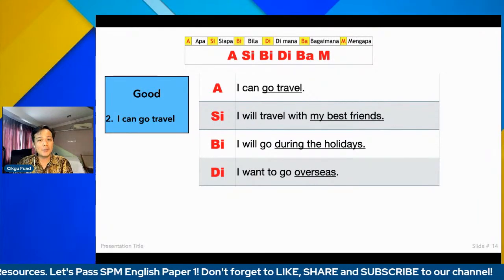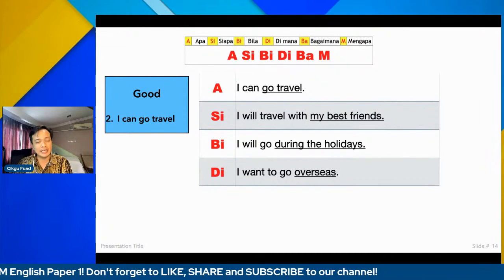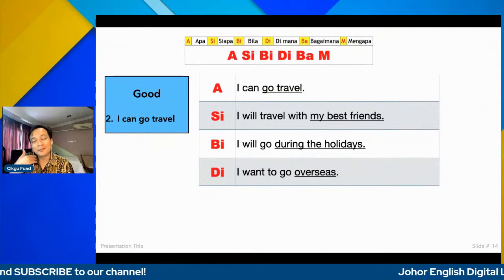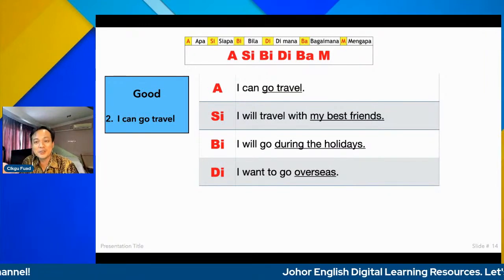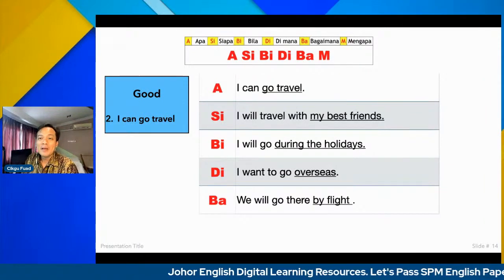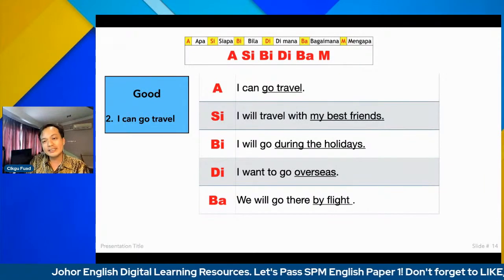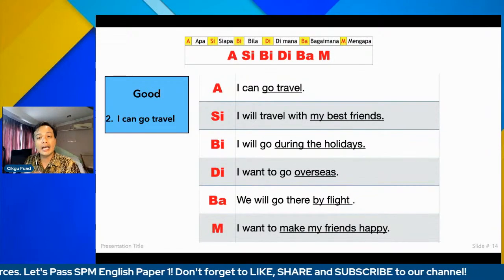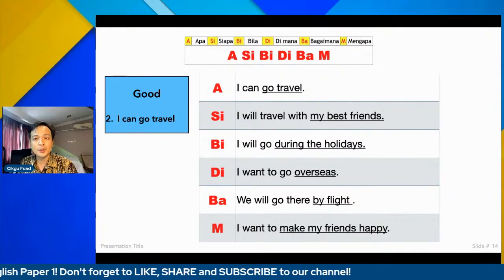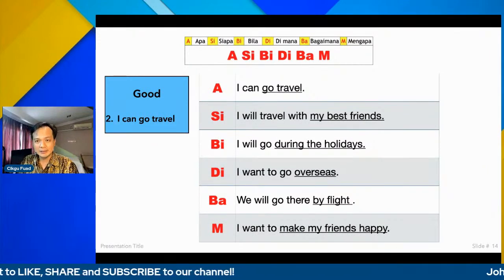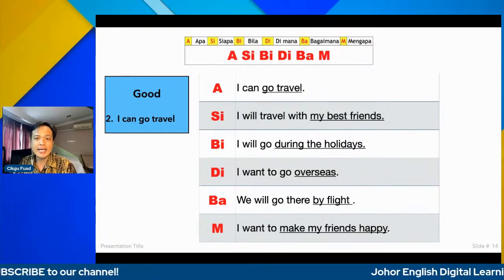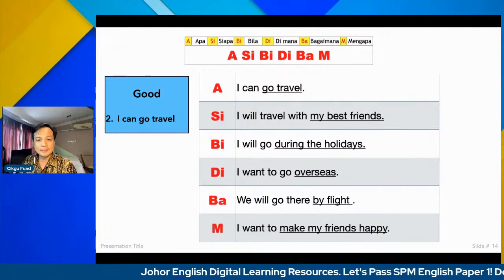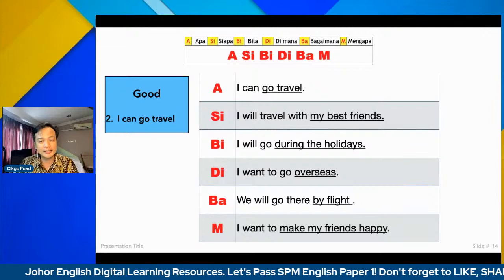Where? I want to go overseas. Of course, I want to travel overseas, not inside Malaysia. But because of COVID now, we cannot go outside. But if, let's say, after COVID, perhaps I want to go overseas. How do I go overseas? We will go there by flight. And why do I want to go? Because I want to make my friends happy. So again, what you need to do is just combine all the sentences and it will give you your paragraph. As simple as that. You can screenshot this if you want.